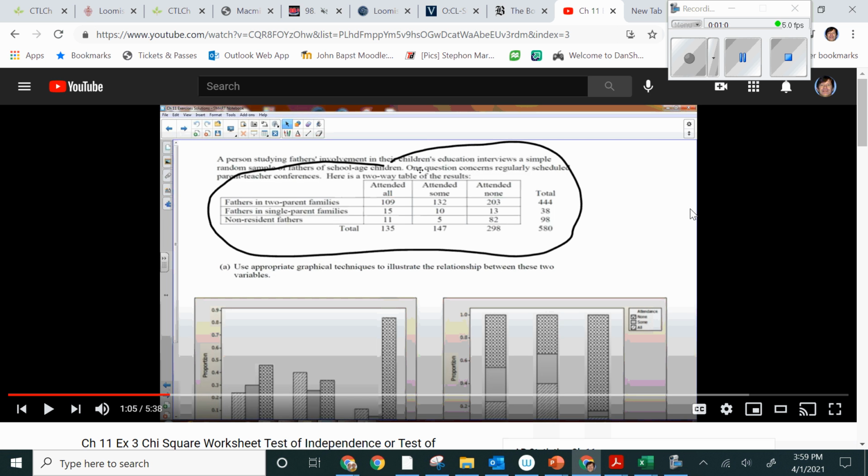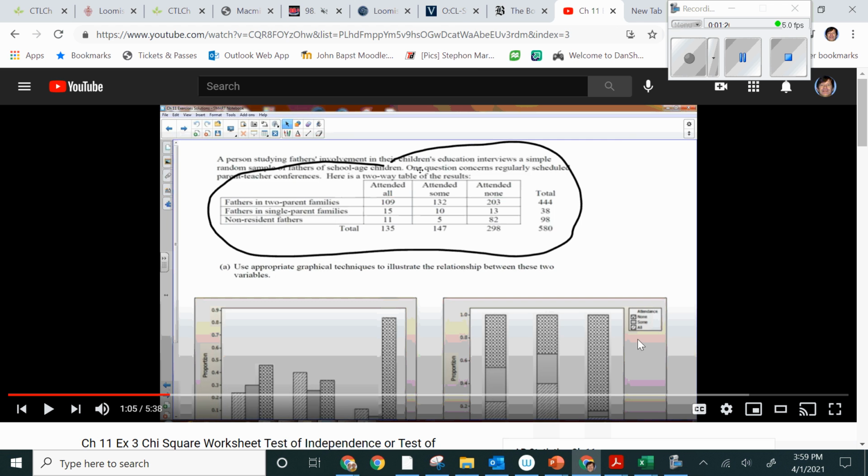So you can see I've got a two-way table here, and I'm looking again to determine whether there's a relationship between the status of the father in the household and the attendance for parent-teacher conferences of the father. All right, see if there's a relationship there or if there is no association.